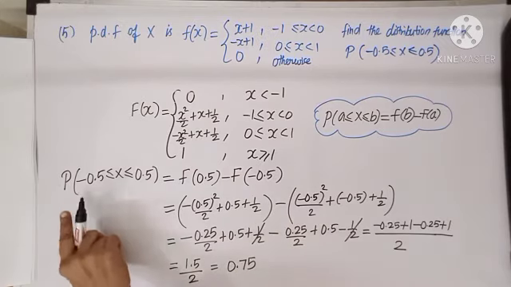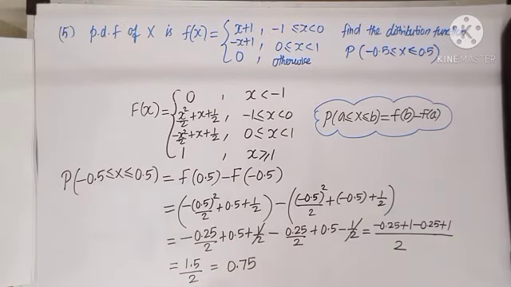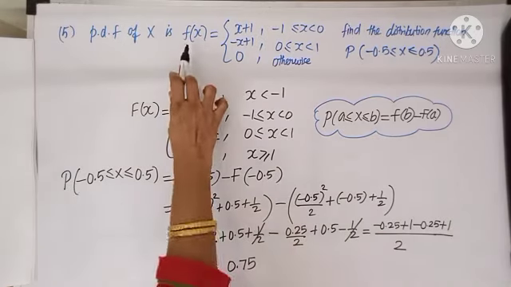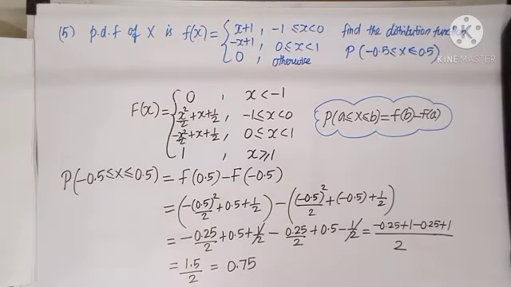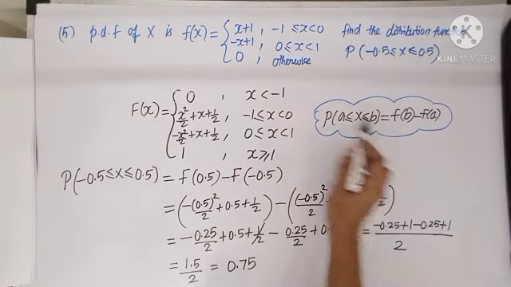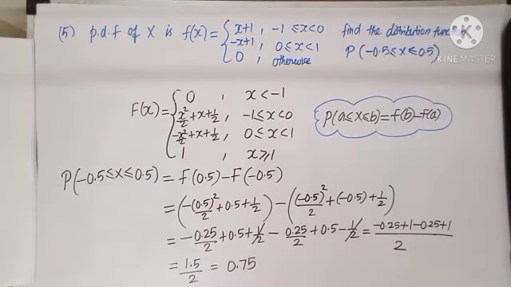The same problem, another method. Integrate small f of x between minus 0.5 and plus 0.5. So, you can either try using capital F of x or P of a to b as the integral a to b of small f of x. Instead of using the integral with upper limit and lower limit, this idea will be easier.